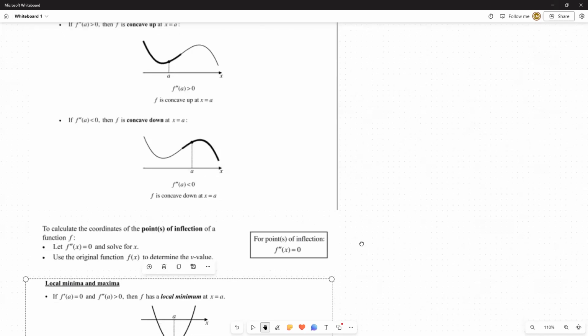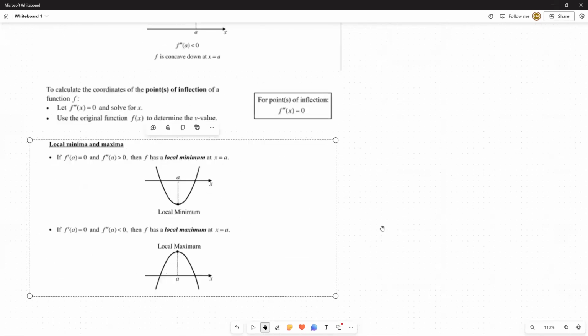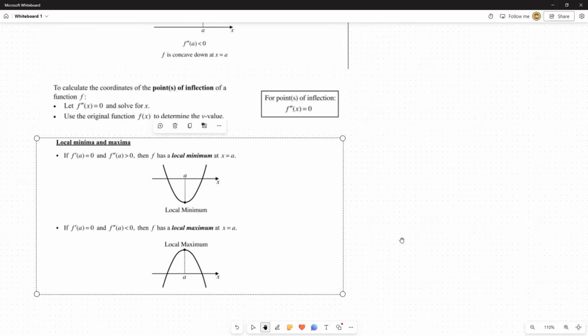Okay. So we can also find local minimum and maximum. If our first derivative is equal to 0 and our second derivative is positive, then we say that we have a local minimum. If our first derivative is equal to 0 and our second derivative is less than 0, then we will have a local maximum.